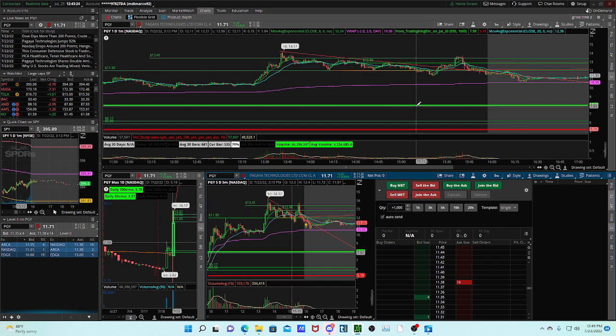Alright, but that's what I want to go over real quick. Some level 2 kind of examples of how to look at them, where to look at them. Alright, super important. Alright, start recording your screens. See how that price is acting on the level 2 at that certain price level for that pattern.